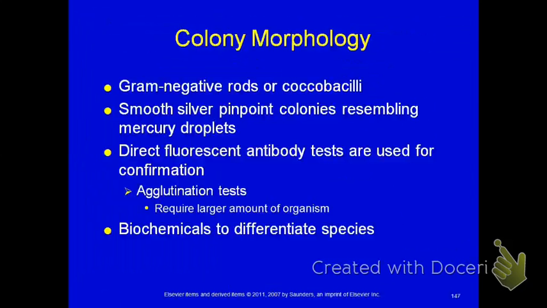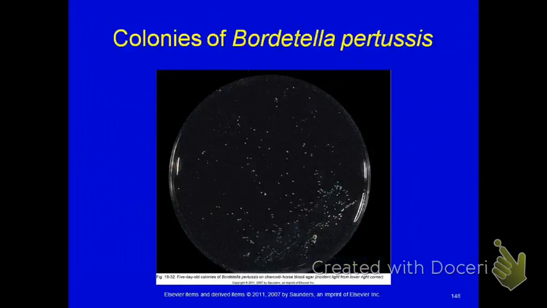So the colonies, by the way, are gram-negative rods or coccobacilli. The colonies appear to be smooth, silver, pinpoint, resembling mercury droplets. You may use DFA for confirmation or agglutination tests, which, by the way, would require a larger amount of organisms. Biochemical tests could also be used to differentiate species. So this is the mercury droplets of Bordetella as shown in charcoal horse blood agar. They appear like drops of mercury.